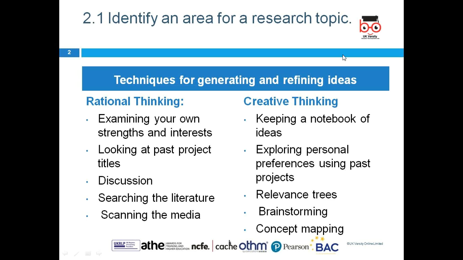So keep a notebook of ideas, look at your personal preferences, relevancy, I don't know why I put trees there, I'll change that, brainstorm, and do a concept map. So, write fibromyalgia in the middle, have little offshoots coming off it with little ideas.